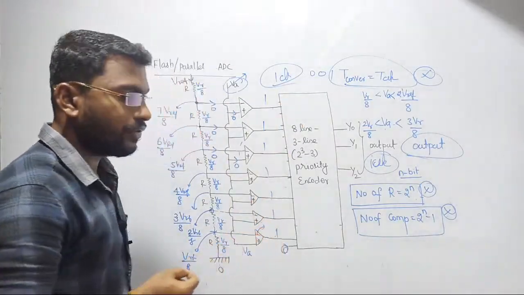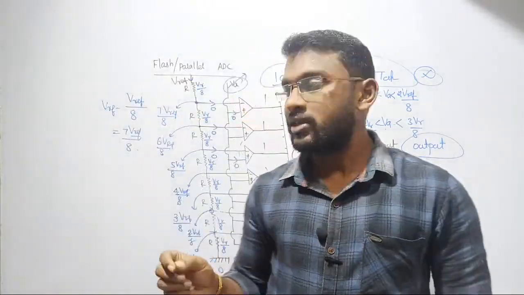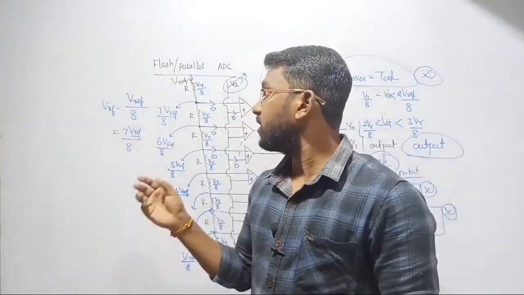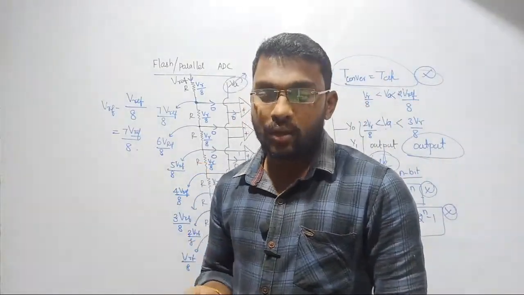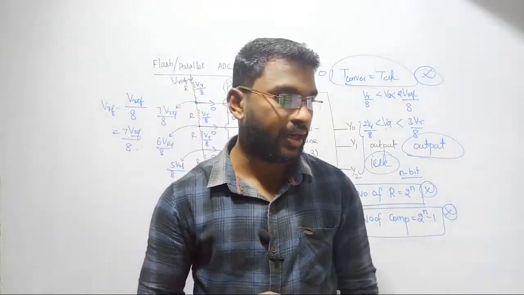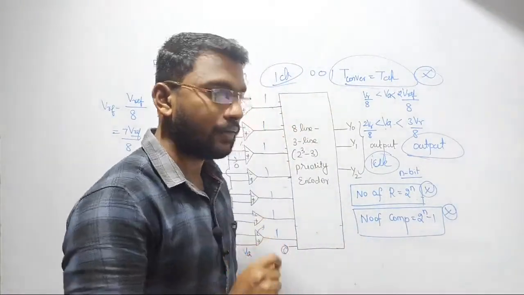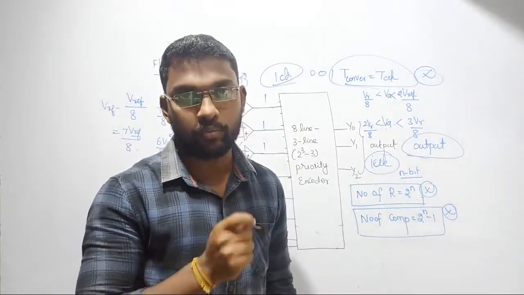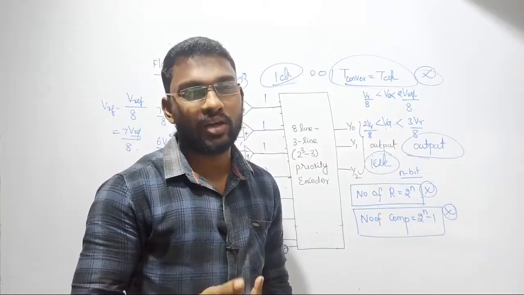One thing I would like to conclude here: in a flash or parallel type of ADC, it does not matter how many bits we consider. The conversion time of the flash type of converter is independent of the number of bits. Please make a note of this because you'll be tested on some theoretical questions.